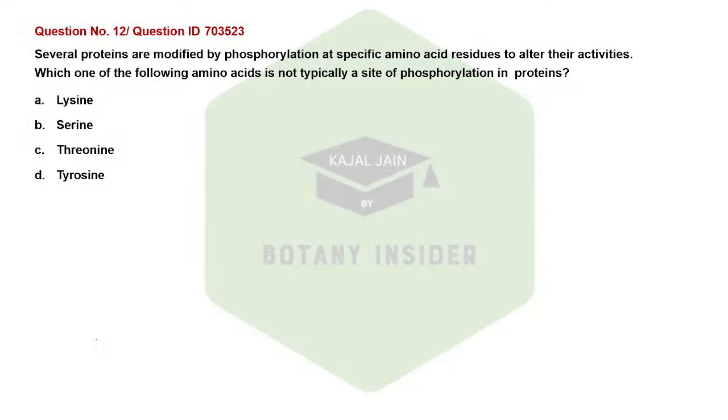Let's begin with the class. This is the very first question for you all. Give it a try. Several proteins are modified by phosphorylation at specific amino acid residues to alter their activities. Which of the following amino acids is not typically the site of phosphorylation in proteins? Give it a try, everyone. Very simple question.